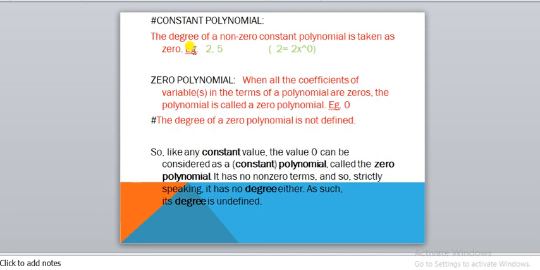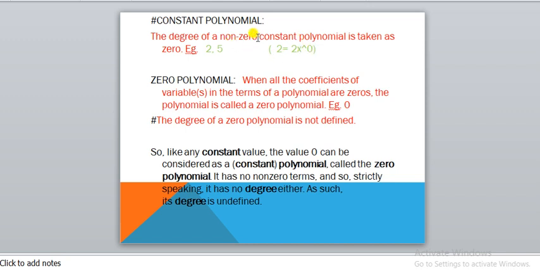Now the constant polynomial. The degree of a non-zero constant polynomial is taken as 0. A constant polynomial consists of a constant term, with no variable there. For example, 2 or 5. In this case, we can write 2 is equal to 2x raised to 0.